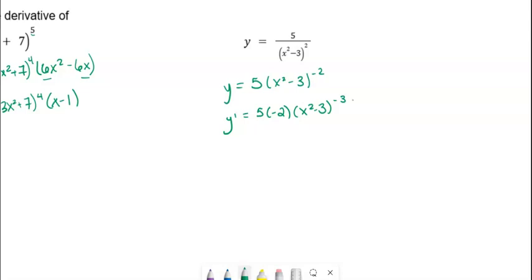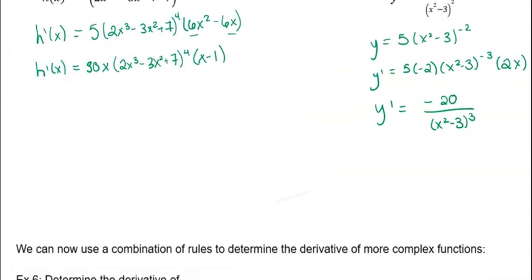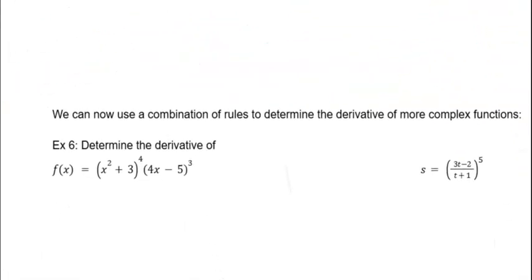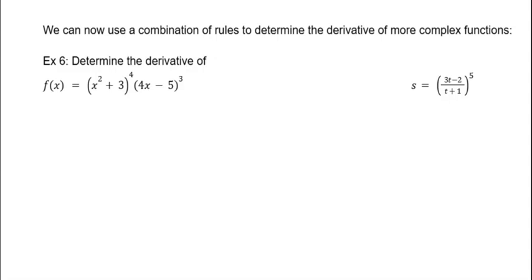Now I'm going to take the derivative of the interior function, just 2x. And now I'm going to rewrite all of it. So 5 times negative 2 times 2 is negative 20, all over x squared minus 3 cubed. Okay, and so we can get into some really, really difficult examples here. So let's try a couple more challenging ones.